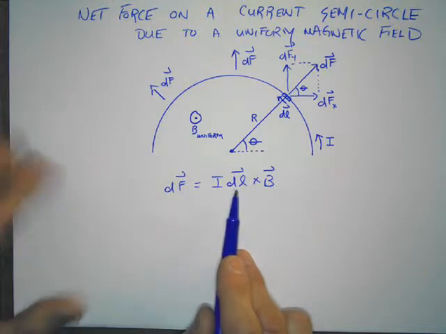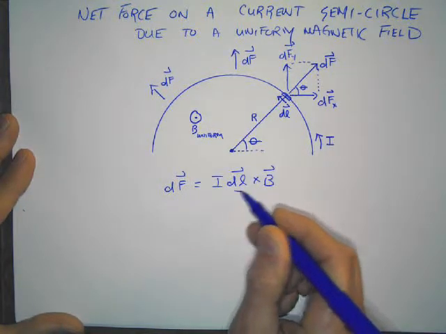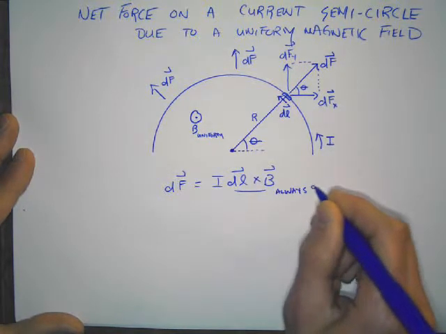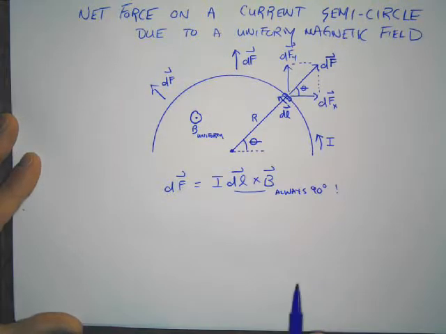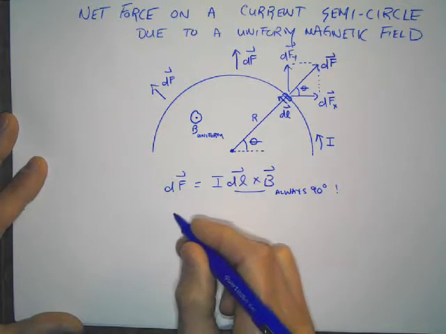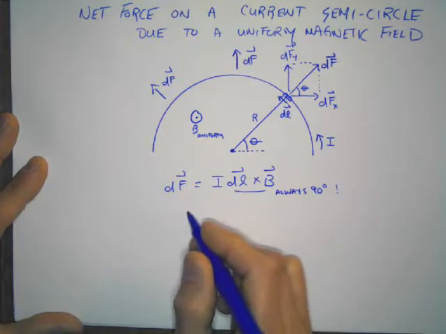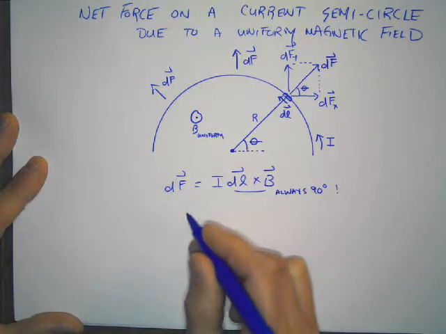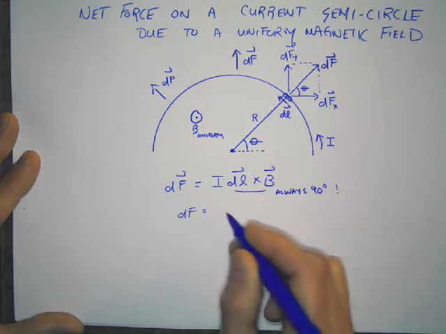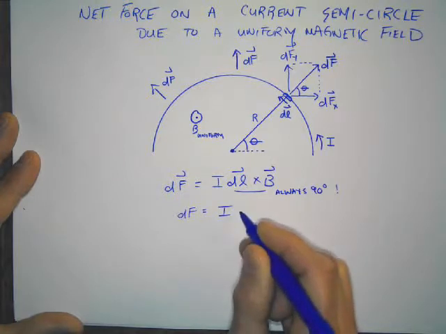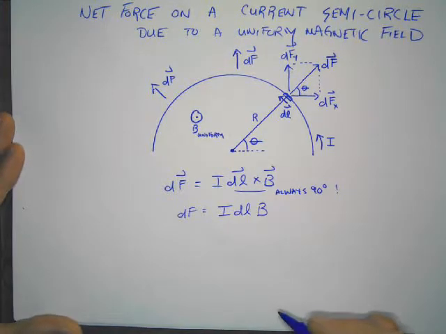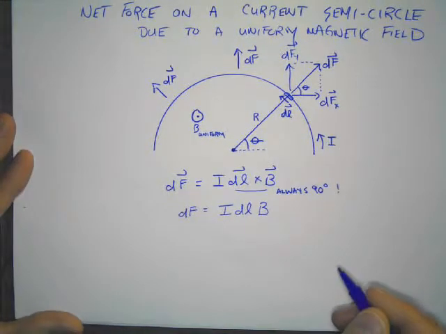Okay. In this particular problem, the angle between dl and B is always 90 degrees. I hope you can tell that from the picture. The magnetic field is always perpendicular to dl. Therefore, we can basically say that the magnitude of this df is going to be given by I times dl times B. And the sine of theta is the sine of 90, so that just kind of drops out.